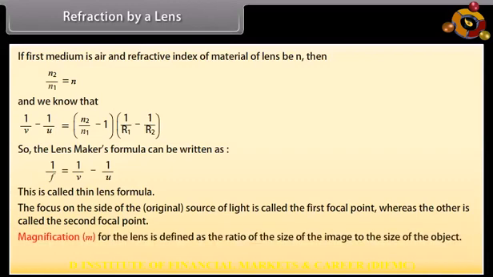Magnification M for the lens is defined as the ratio of the size of the image to the size of the object. M is equal to H' by H is equal to V by U.